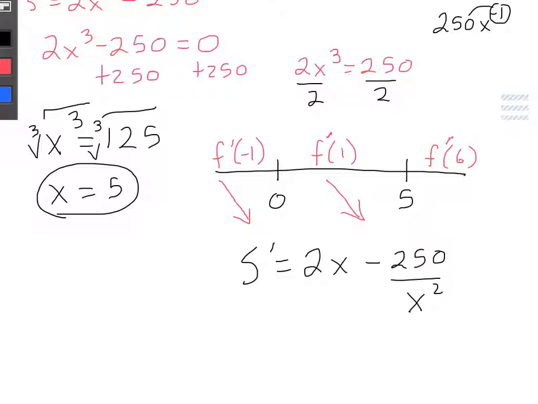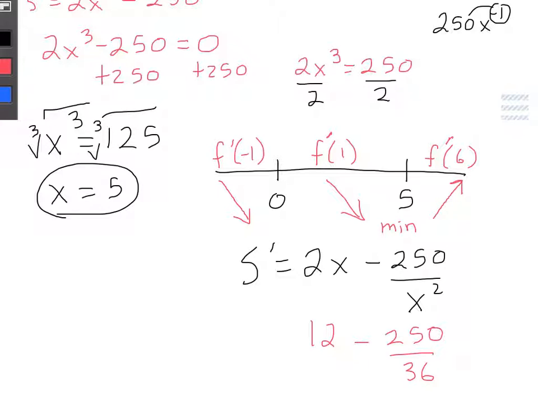Okay. Now let's plug in 6. Okay? 6 squared is 36. So right here I'd have 2 times 6 is 12 minus 250 over 36. What is 250 over 36? Okay, so it's positive, so it's going back up, right? And so right here it's convenient that I have a minimum at 5.